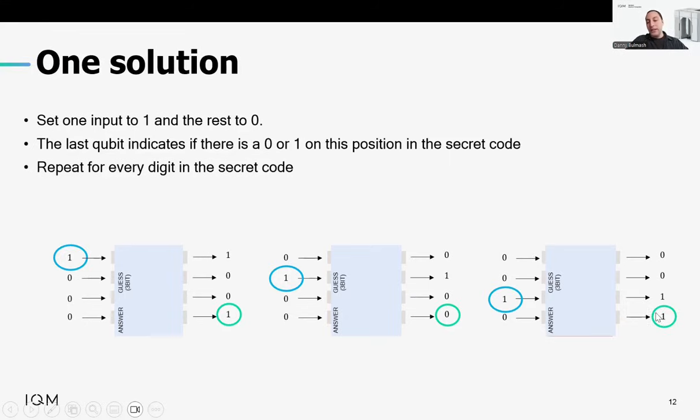Every spot where we see a 1 in the answer means that there's a 1 in the secret code. So the first and the third inputs in this case gave us a flipped answer qubit, so our secret code must be 101. I'm just going to pause in case there are any questions about this that people want to answer live.